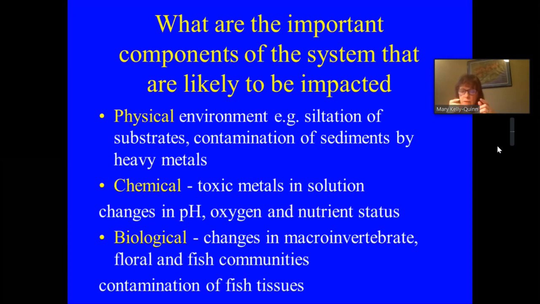Then in terms of biology, as I said, it's good to include a number of different, what we call the biological elements or biological groups. So invertebrates are always there because we have good metrics. But there's also the vegetation and fish. And then in terms of mining, we often look at contamination of fish tissue. So bioaccumulation of metals in tissues.